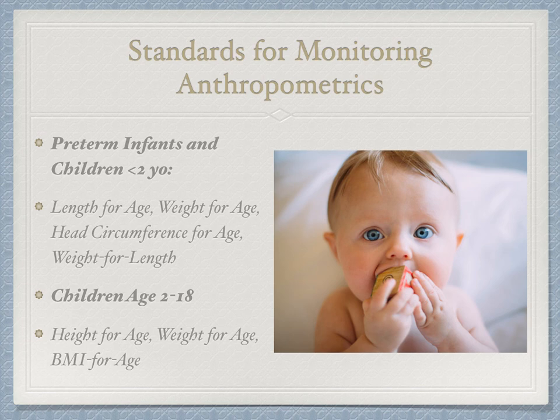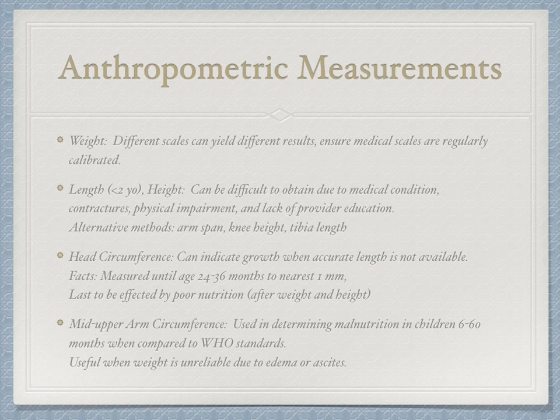The standards in preterm infants and children less than 2 years old are to monitor length for age, weight for age, head circumference for age, and weight for length. In children aged 2 to 18, you're looking for height for age, weight for age, and BMI for age.